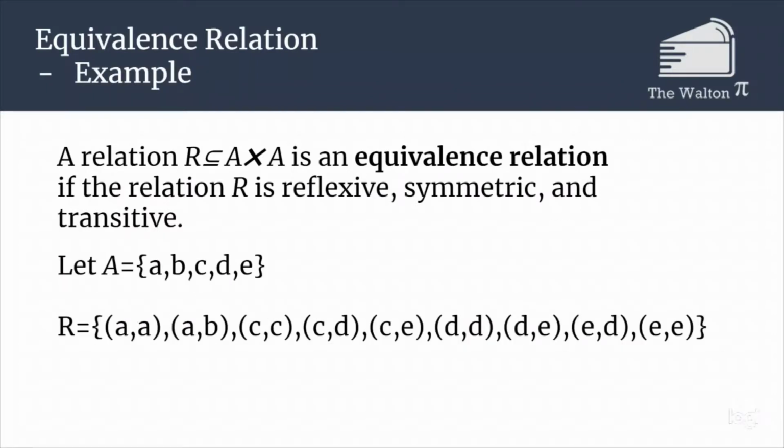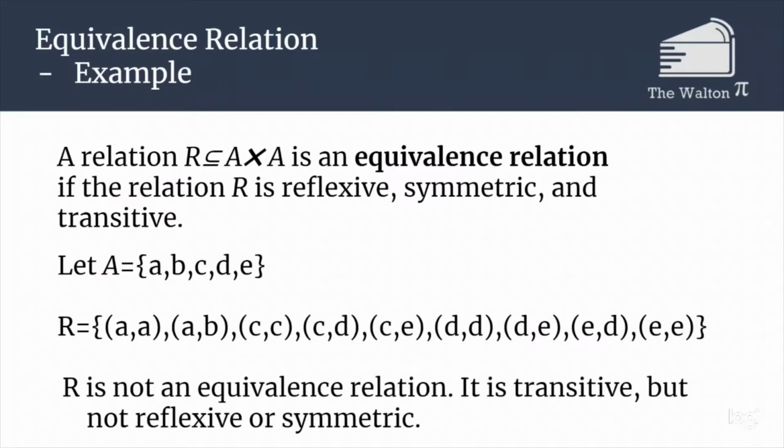So, an example of a relation that we might try and see if this is an equivalence relation might be this one. We have A, B, C, C, D, and so on. Take a minute to check to see if it is reflexive, symmetric, and transitive. Hopefully you were able to spot that this one is not going to be an equivalence relation. It is transitive, but it is not reflexive or symmetric. We do not have the pair B, A, and we also don't have the pair B, B, and those are the pairs that break that.